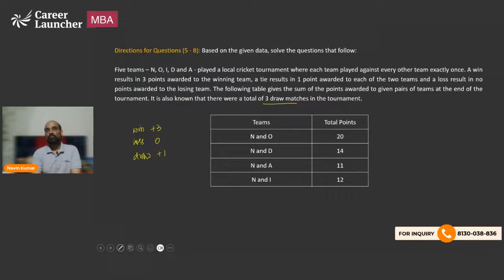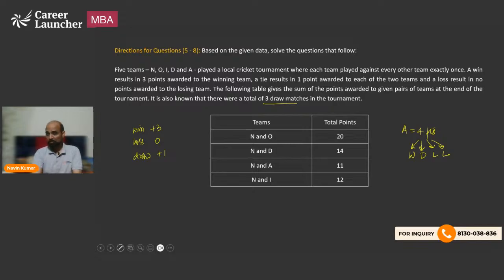Second is, once we know how many points each team has, we need to find out how many wins, losses, and draws those particular teams go through. Suppose A has 4 points. Can we say A's 4 points would mean a win and a draw? And since A has to play 4 games, the other 2 matches were losses.